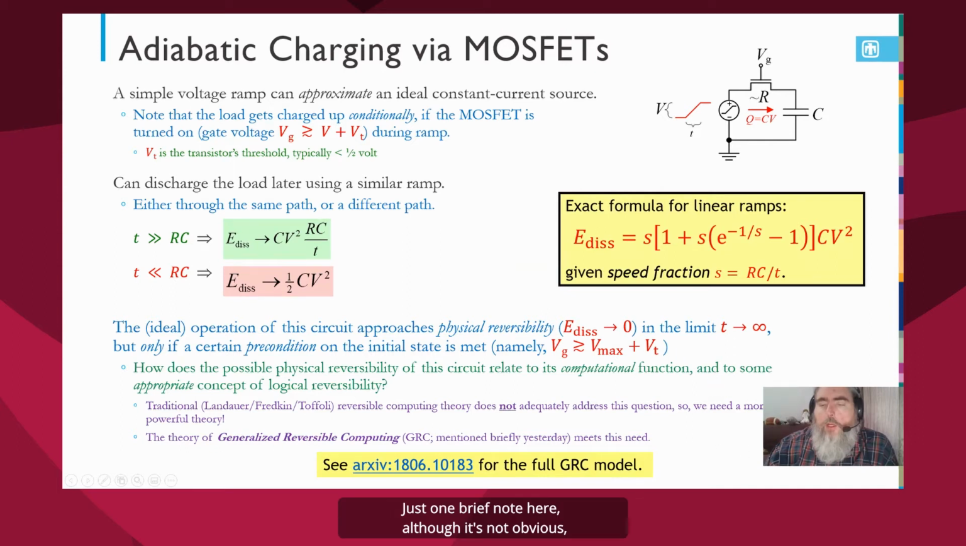Just one brief note here: although it's not obvious, the theory of why the circuit approaches adiabatic operation in the low speed limit is actually tied to the fundamental Landauer's principle and to reversible computing theory, but to see that, the traditional model of reversible computing is kind of adequate to understand that connection. And so there's a link to a paper here that explains that in much more detail, but I'm not going to go into that today.